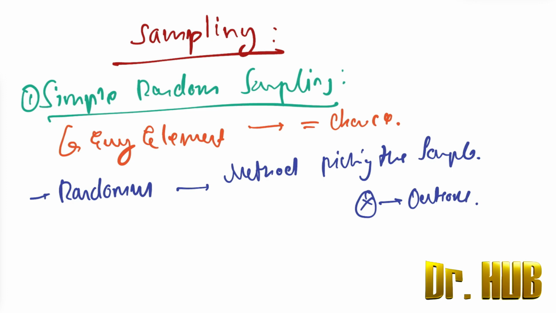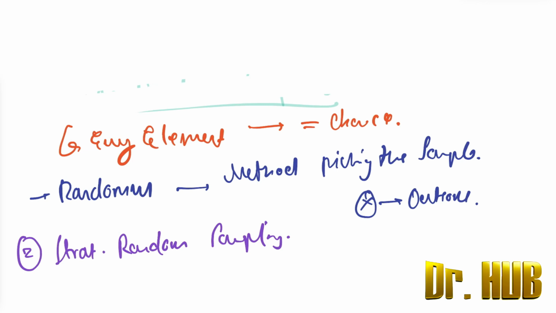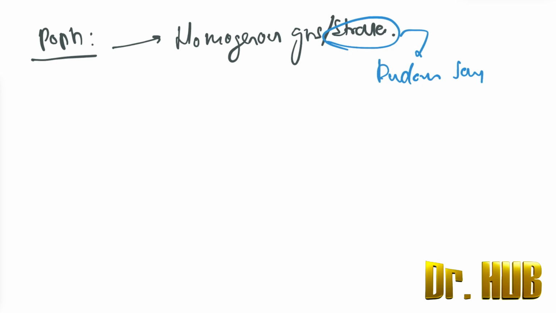Then comes the stratified random sampling. In a stratified random sampling, the population is first divided into homogeneous groups or strata, and from these strata the random samples are drawn.